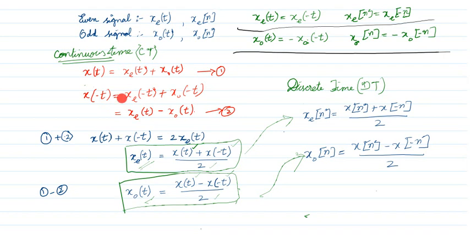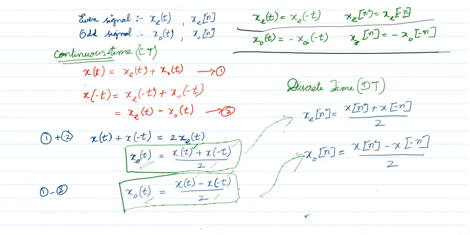So I know for an even signal, xe of minus t is equal to xe of t. Similarly, for an odd part, xo of minus t, bring minus to the left side, so it becomes minus xo of t. Now if I add these 1 and 2, xo will be cancelled out, so 2xe of t. Bring 2 to the left side denominator, so xe of t is equal to x of t plus x of minus t divided by 2.